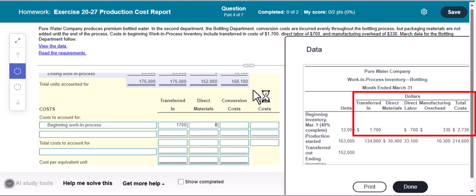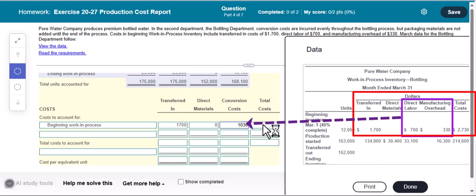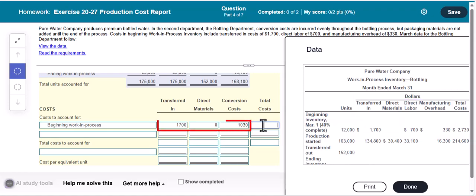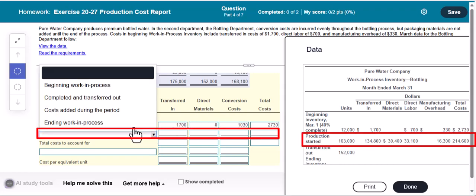And then next up we have our conversion costs for the beginning work in process. So those are going to be the direct labor and the manufacturing overhead added together. So that's that $700 plus $330. So that is going to be $1,030. And we can go ahead and add these costs together for the total cost for the beginning work in process here. And that is $2,730.